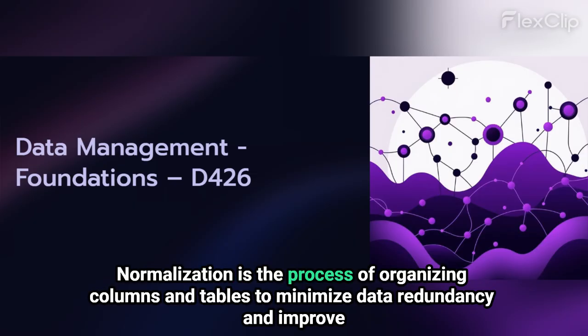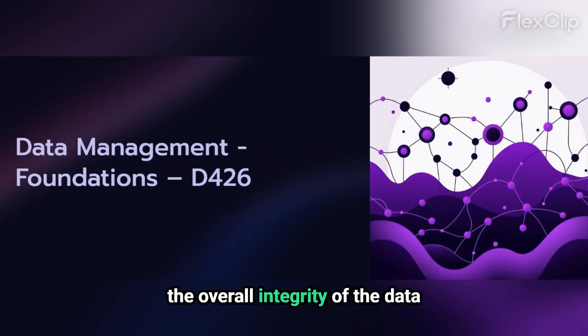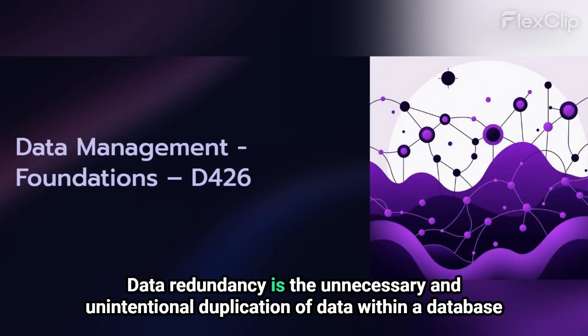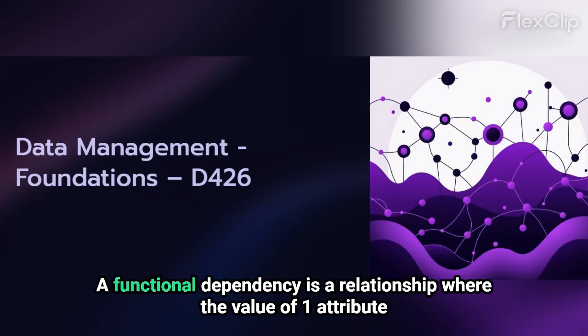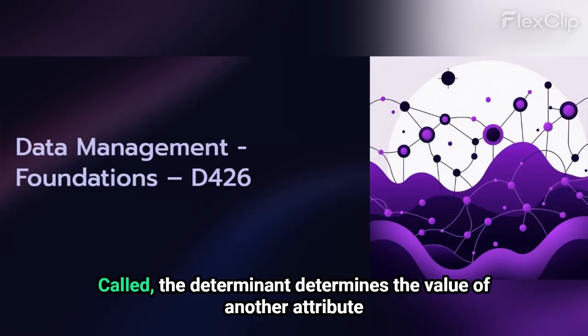Normalization. What is normalization? Normalization is the process of organizing columns and tables to minimize data redundancy and improve the overall integrity of the data. What is data redundancy? Data redundancy is the unnecessary and unintentional duplication of data within a database. What is a functional dependency? A functional dependency is a relationship where the value of one attribute, called the determinant, determines the value of another attribute.